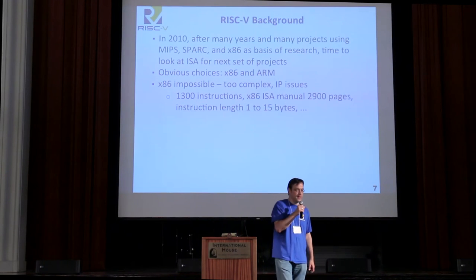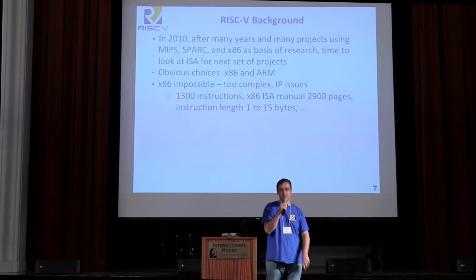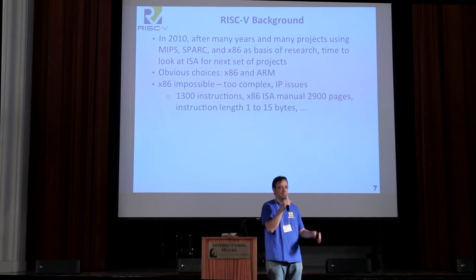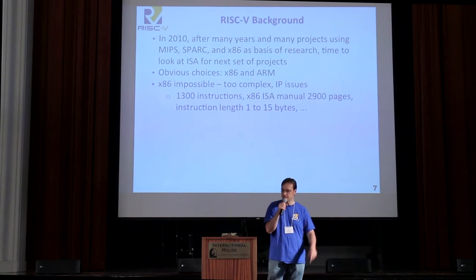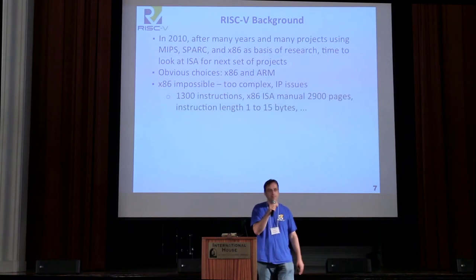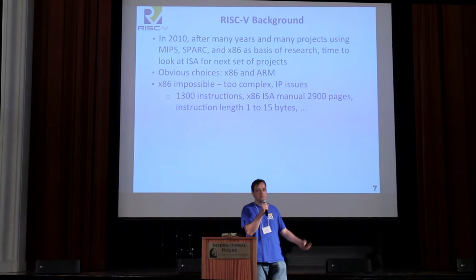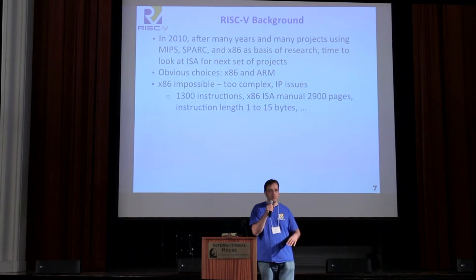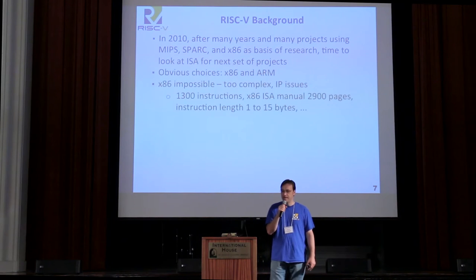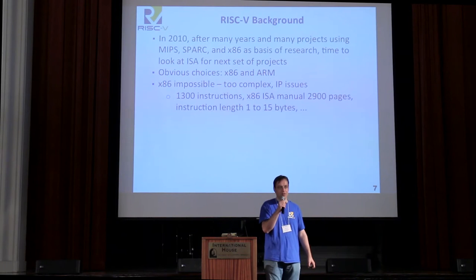Okay, so RISC-V. The history here is that back in 2010, in our groups we do a lot of research and a lot of experiments with simulators and building chips, and every so often we revisit what kind of ISA we should be using for the next batch of projects. Back then, the obvious choices were x86 and ARM, because those were the most dominant ISAs, and they still are today. But x86 is just impossible. This is a hugely complex ISA, with over 1,000 instructions and growing, literally a new instruction every couple of weeks. The ISA manual is many thousands of pages with very complicated semantics. It's just too complicated to even contemplate building anything around.